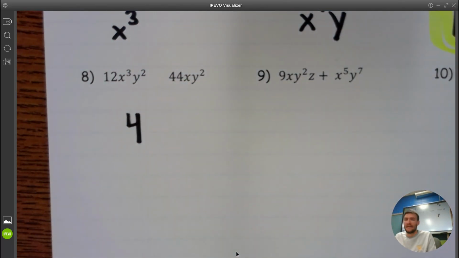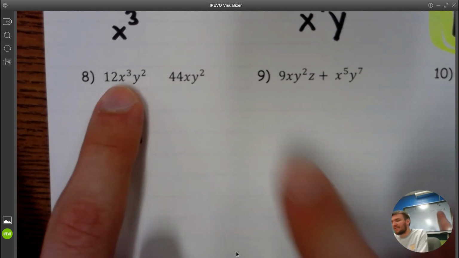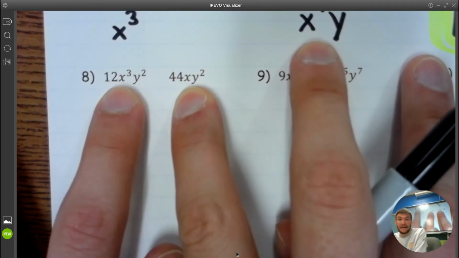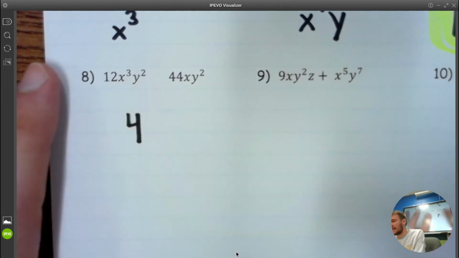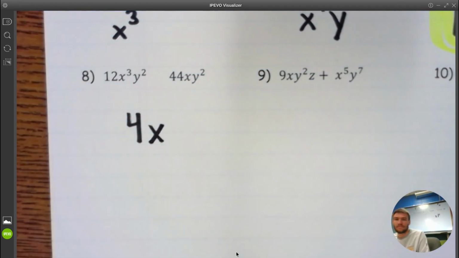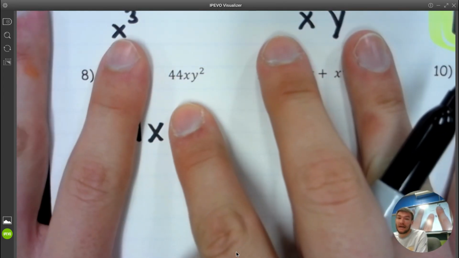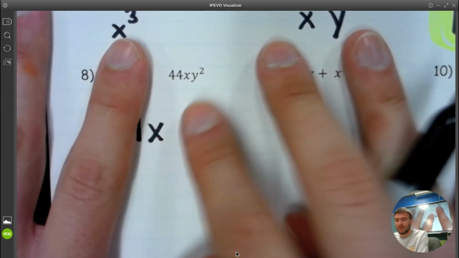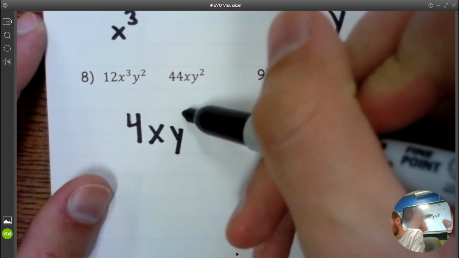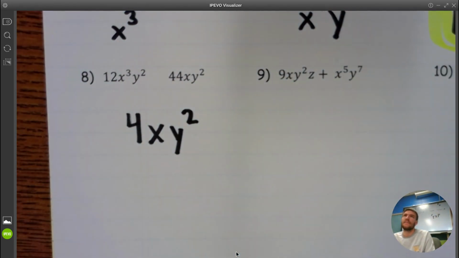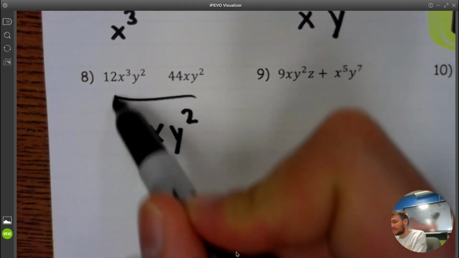Now let's look at the letters. How do we determine the letters? The smallest amount that anybody's got. This guy's got 3. This guy's got 1x. The smallest amount anybody's got is 1. This guy's got 2 y's. This guy's got 2 y's. So they can both give away 2 y's. All right, that's the answer for number 8.